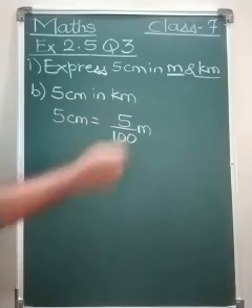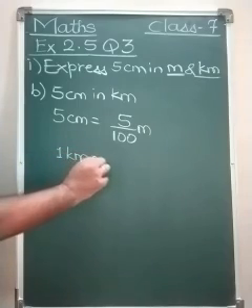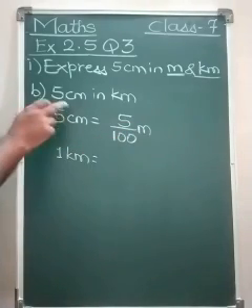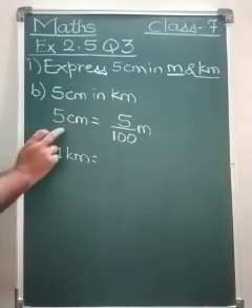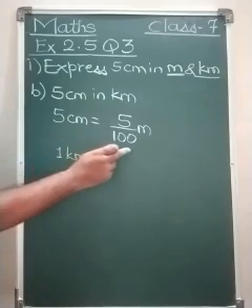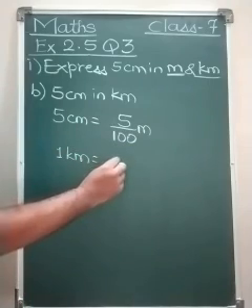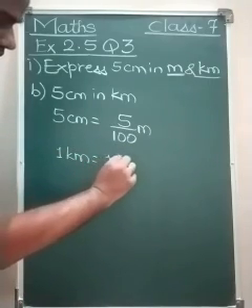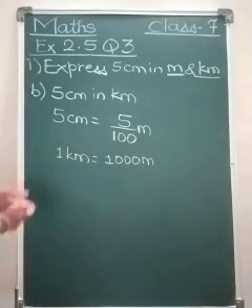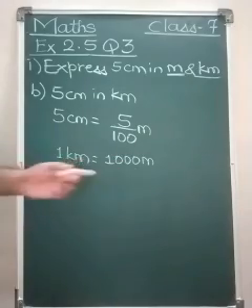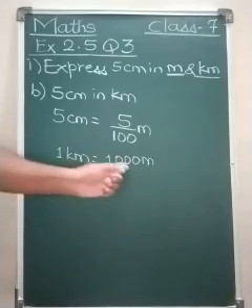So again we will write down our conversion formula. Remember we are converting centimeters into kilometers. Already we have written 5 centimeters equals 5 upon 100 meters. Now 1 kilometer equals 1000 meters. Again this is in the table. We have seen this in the place value system. Kilo means 1000.